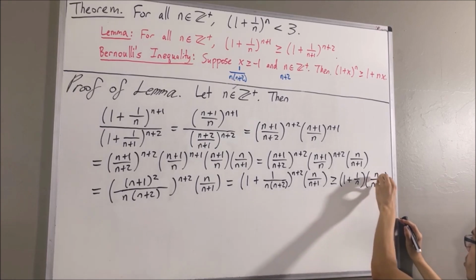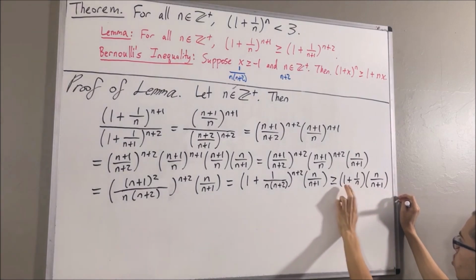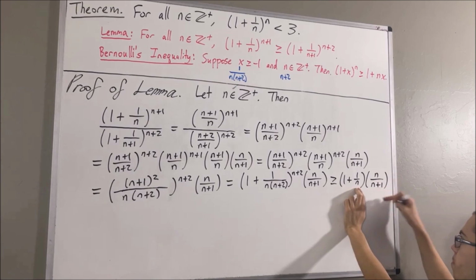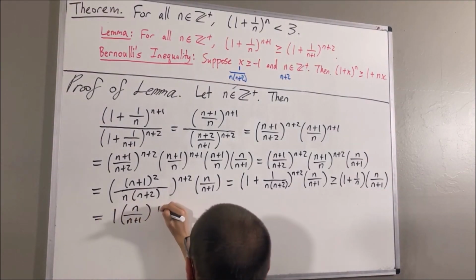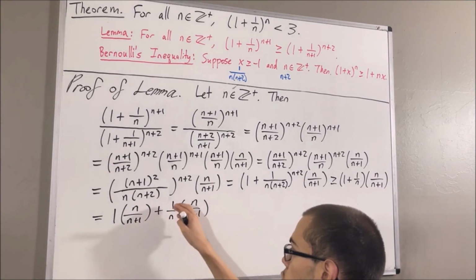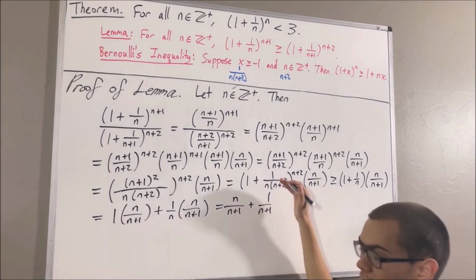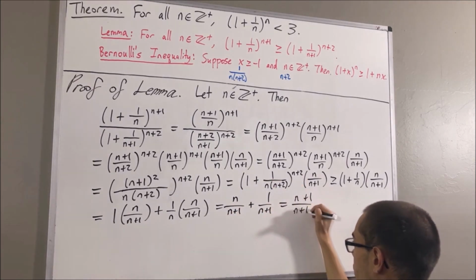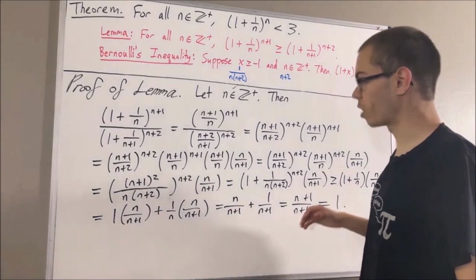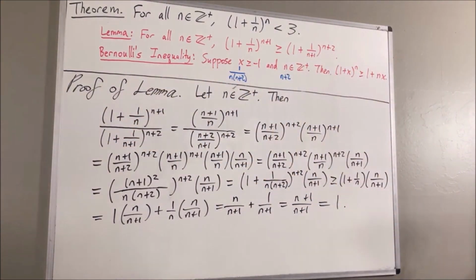But then, if we distribute n over n plus 1 across this parentheses, we have that this is equal to 1 times n over n plus 1 plus 1 over n times n over n plus 1. Oh, really, that's just n over n plus 1 plus 1 over n plus 1. Adding these two fractions together, we get n plus 1 over n plus 1, which is just equal to 1. So, we have shown that the ratio of this guy to this guy is greater than or equal to 1.